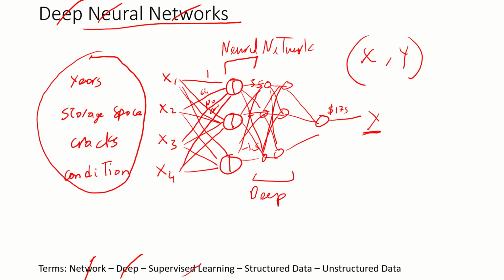Now, structured data is basically any data that can be stored in a relational database. For example, the years can be stored as a value 3. Storage space can simply be stored as 64. For the cracks, 0 can be for no and 1 can be for yes, so that can be stored as a value. And for the condition, we can use 0 to 3, where 3 is a very good condition and 0 is a bad condition. These simple values are considered structured data because they have a structured schema. They can be stored in a relational database simply and straightforwardly.